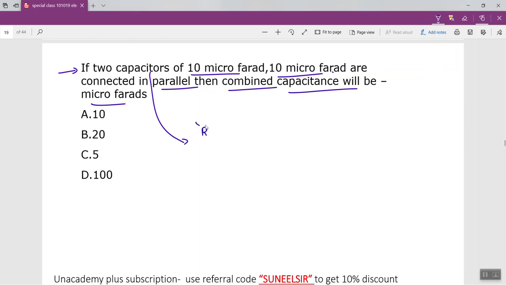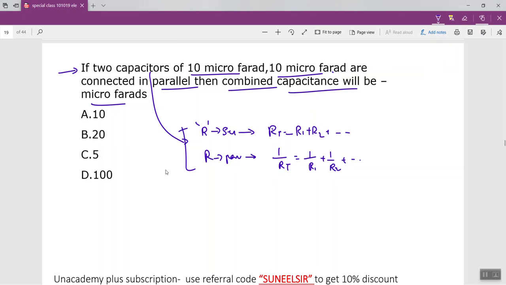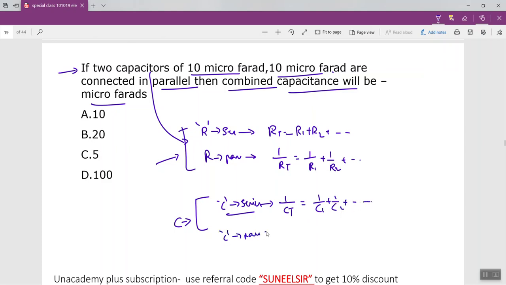here we know very well, if resistors are connected in series, then R total is equal to just the sum of their resistances. If the resistors are in parallel, we have to take the reciprocal sum, 1 by R1 plus 1 by R2 plus and so on. But in case of capacitors, if the capacitors are connected in series, then the total equivalent capacitance is 1 by C1 plus 1 by C2 plus and so on. If the capacitors are in parallel, then C total is equal to C1 plus C2 plus and so on.